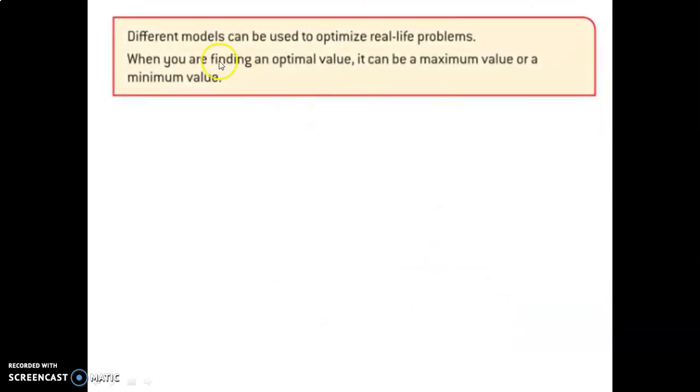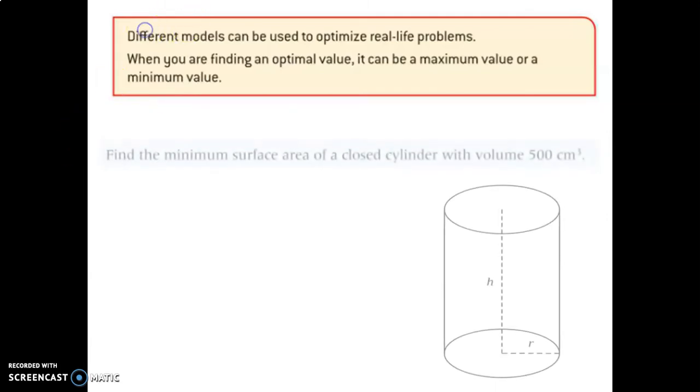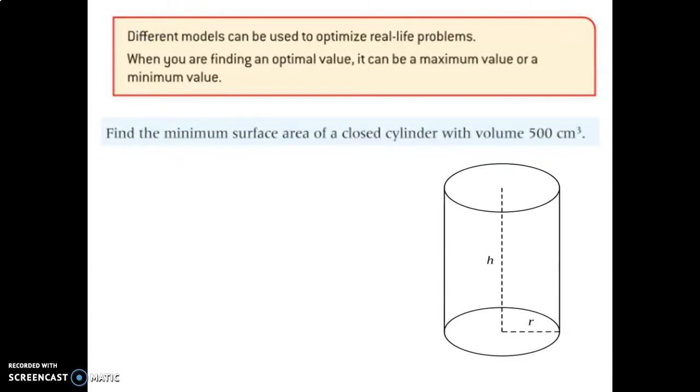So we've learned that different models can be used to optimize real-life problems. When you are finding an optimal value, it can be a maximum value or a minimum, because sometimes the best thing that you can do in a situation is to get the smallest amount, not the largest, right? We've seen two maximum, but let's look at a minimum one now. So the situation is this, and this is also familiar. We looked at this one last time. Find the minimum surface area of a closed cylinder with a volume of 500.